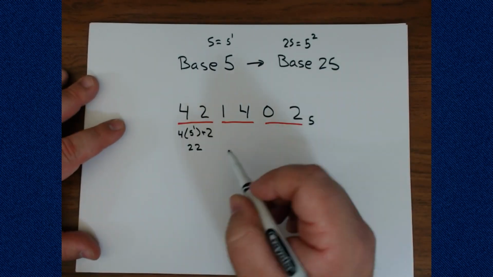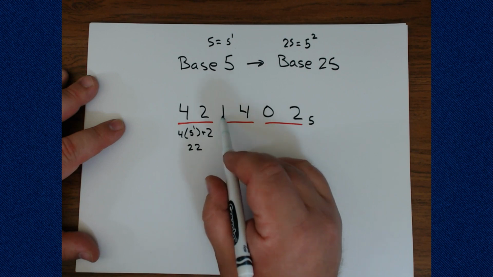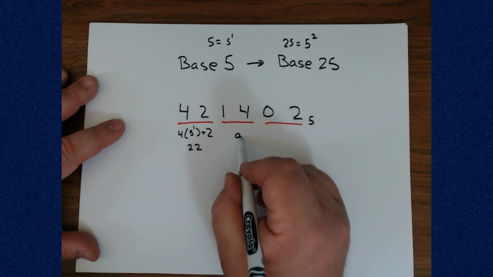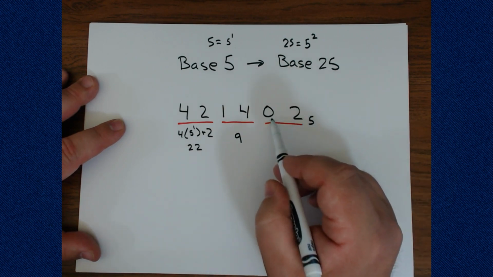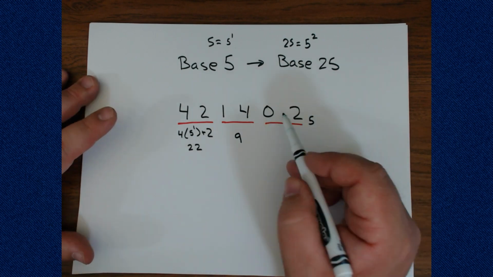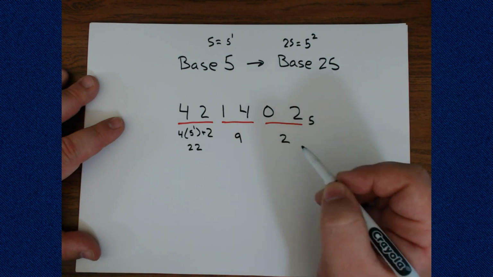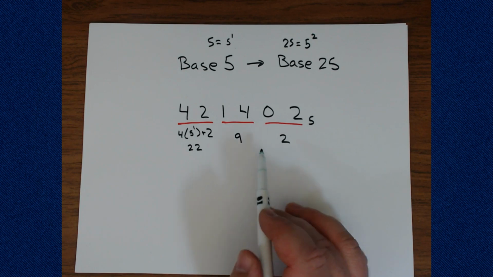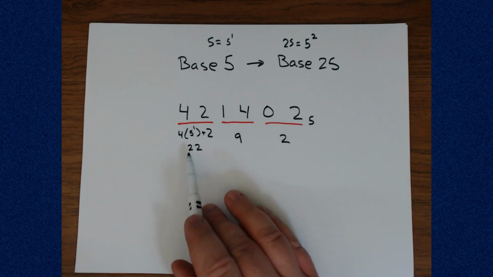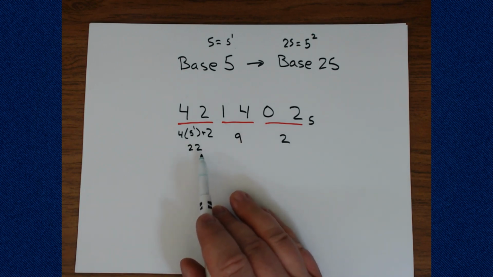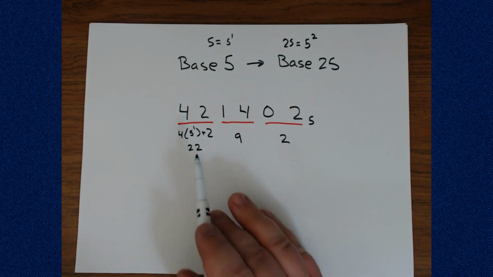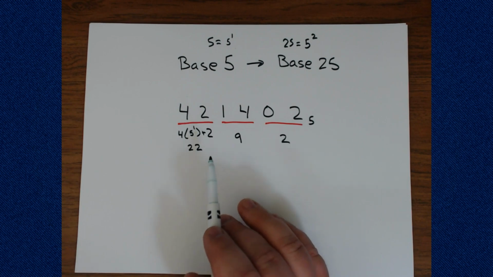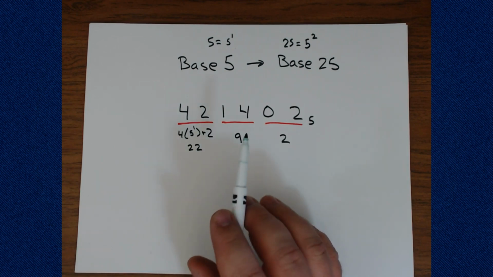Okay, so we need 22 here. This is 1 times 5, which is 5, plus 4. So this one here is worth 9. Then we have 0 times 5, 0, plus 2 is 2. So to write this, we have 2 of the 3 digits we need, but it appears we have a 2-digit value here. Now it's only 2 digits because this is really the decimal equivalent. So what we need is the base 25 version of this value.